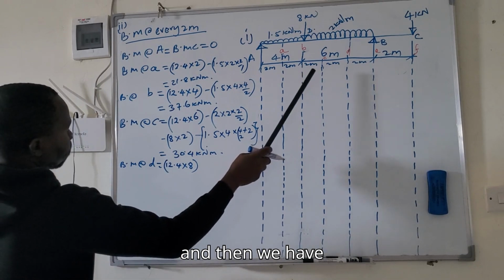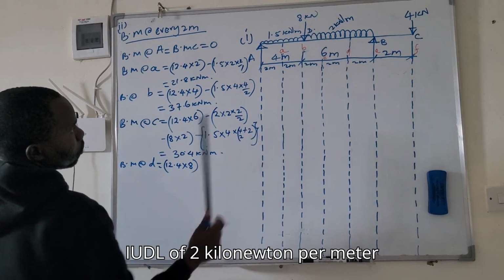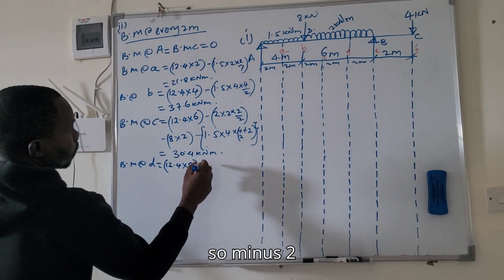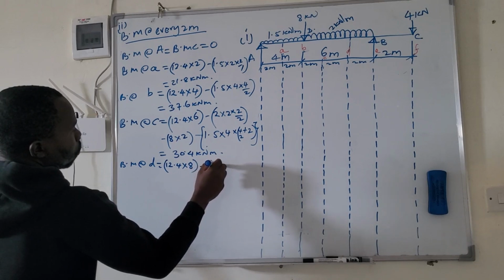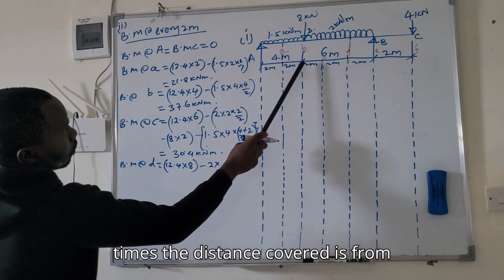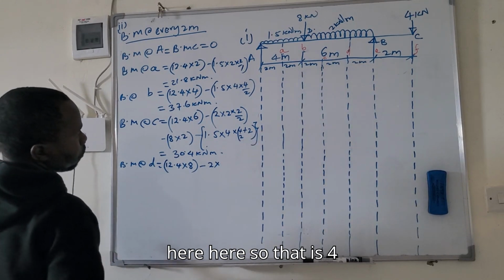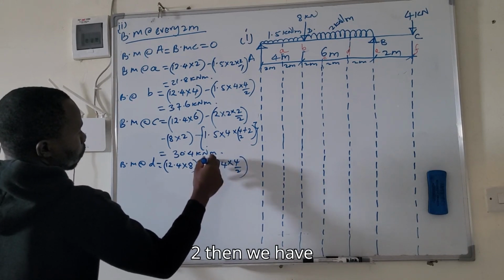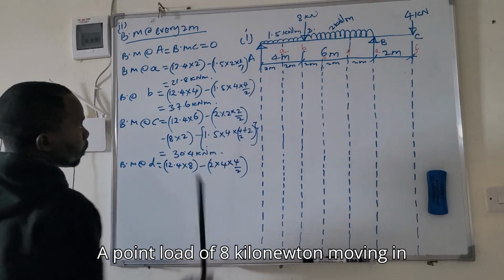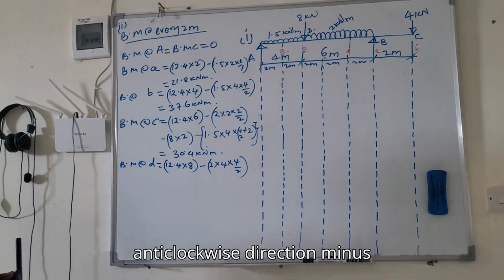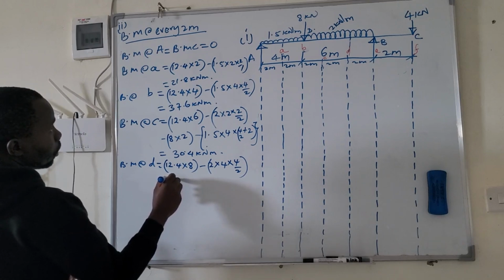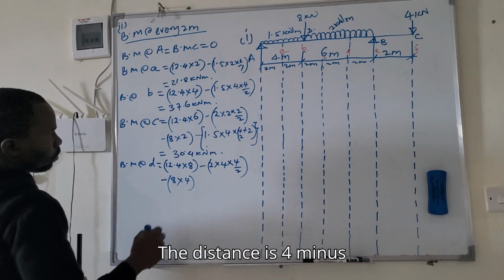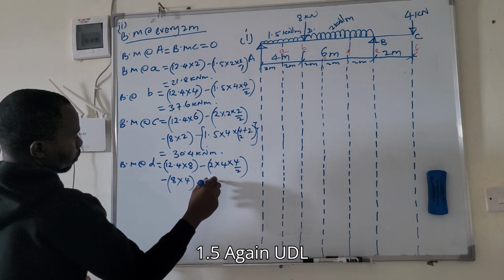And then we have a UDL of 2 kilonewton per meter moving in anti-clockwise direction, so minus 2 times the distance covered, from here to here. So that is 4 times 4 times 4 over 2. And then we have a point load of 8 kilonewton moving in anti-clockwise direction, minus 8 times 4. The distance is 4 minus 1.5.